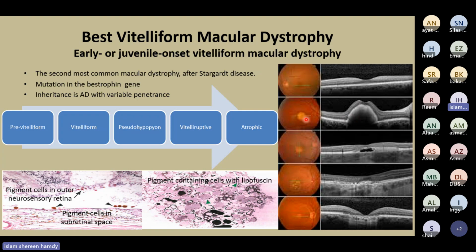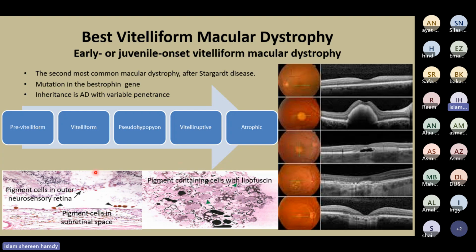And then you have what we call the pseudo-hypopyon. So the lipofuscin will liquefy, and by gravity, it will gravitate downwards. And you have a clear space here with lipofuscin material here. So here the scan is from up downwards. So this part corresponds to the part without the lipofuscin material. And this one corresponds to the area with the lipofuscin material downwards. And then you have what we call the vitelliruptive stage, in which a choroidal neovascular membrane may develop. And then you have an atrophic end-stage disease.